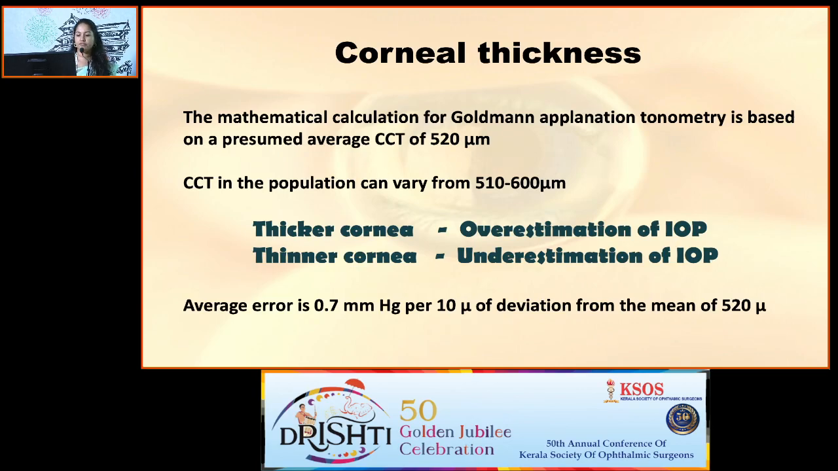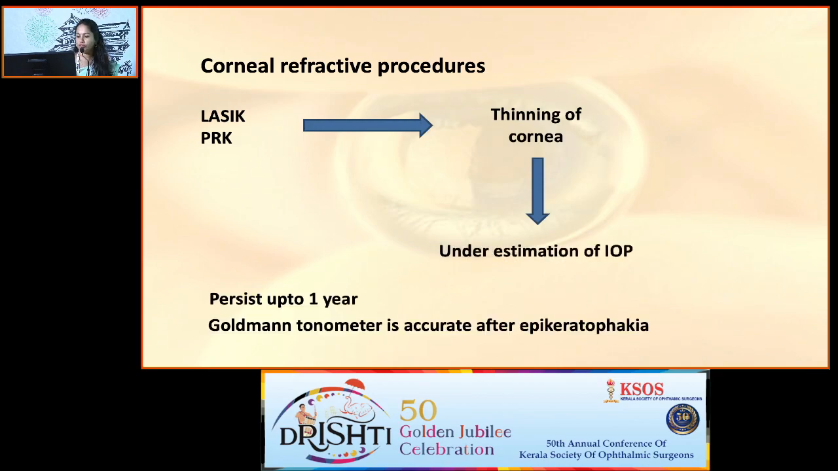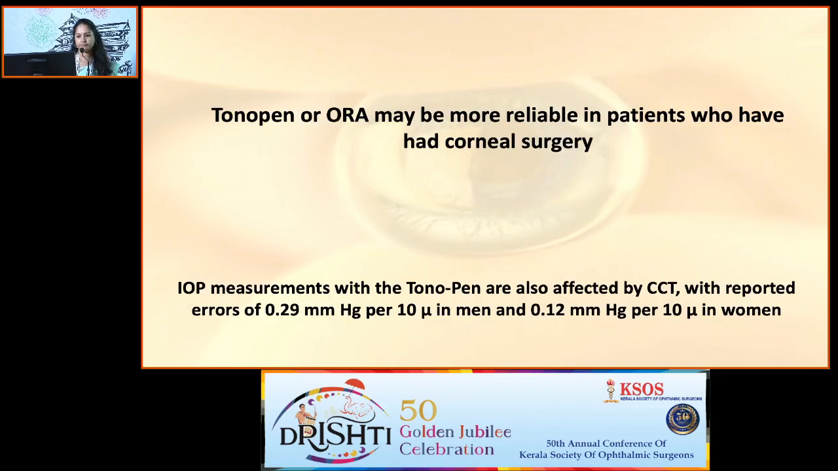From various studies, we have come to know that in the population, the CCT can vary widely from 500 to 600 microns. For every 10 micron deviation from the average, we have an error of 0.7 millimeters of mercury. The thicker the cornea, the higher the IOP measured, and the thinner the cornea, the lower the IOP measured. This has applications in corneal refractive procedures. If the patient has undergone procedures like LASIK and PRK, that would cause thinning of the cornea, leading to an underestimation of IOP, which can persist up to 1 year. Therefore, tonopen or ocular response analyzer may be more reliable in patients who have had corneal surgery.